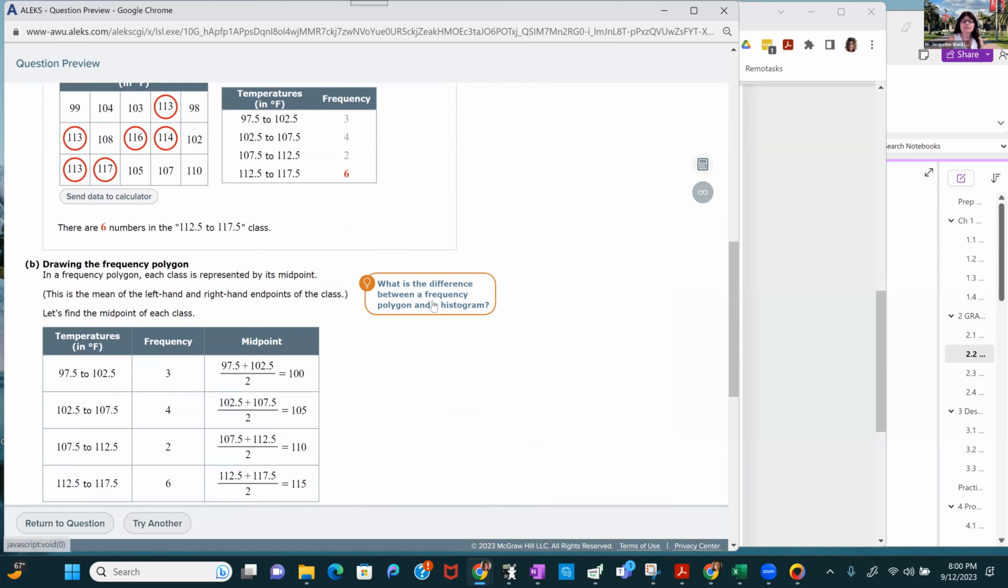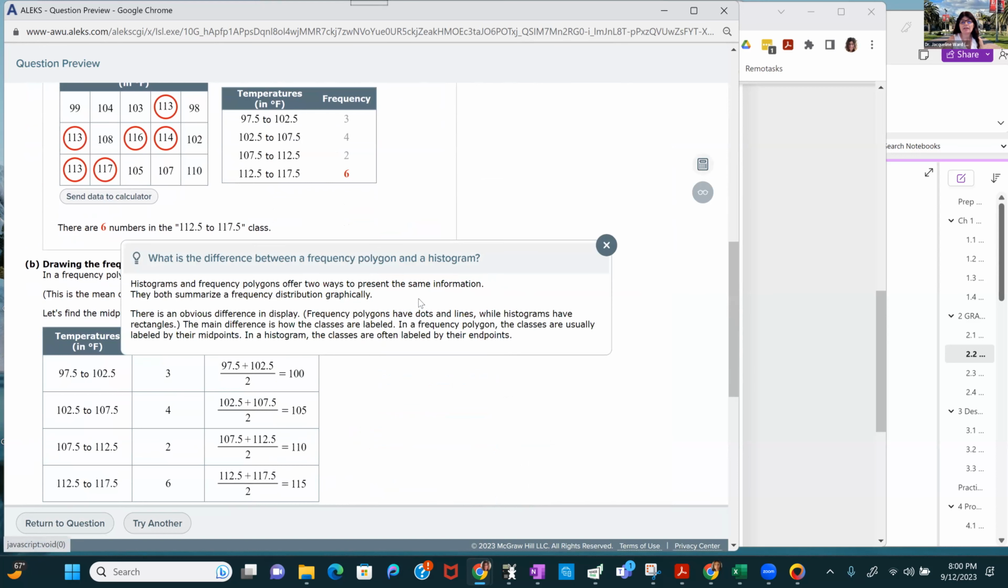And then here they say, what's the difference between a frequency polygon and a histogram? They offer two ways to present the same information. They both summarize a frequency distribution. The obvious difference is in display: frequency polygons have dots and lines, histograms have rectangles or bars. And the main difference is how the classes are labeled. In a frequency polygon, the classes are usually labeled by their midpoints. In a histogram, the classes are labeled by their endpoints. The lower and upper boundaries are endpoints.